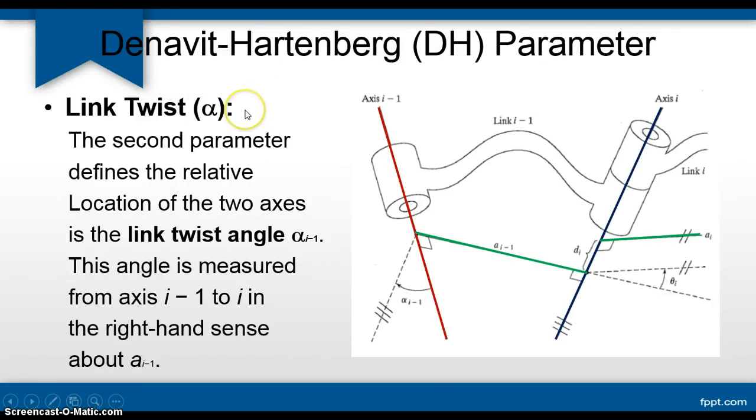Next parameter is link twist, which defines the rotation of two axes with respect to each other, that we call the link twist angle alpha. This angle is measured from axis i minus 1 to i using the right hand rule, and it is about link length a i minus 1. So we have to measure the angle between axis i minus 1 and axis i. We draw axis i onto axis i minus 1, and we get this particular angle, which is the measure of link twist alpha i minus 1. Similarly, such link twist can be obtained for each joint.